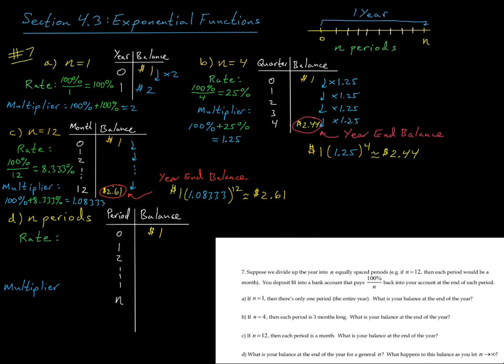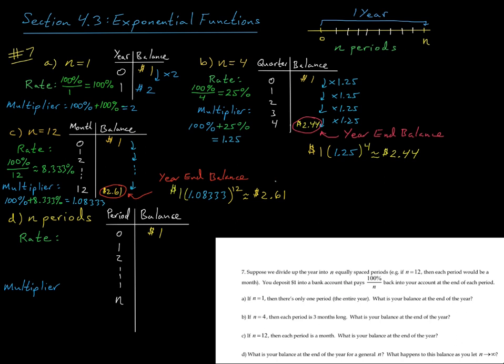Okay, so a little bit better than when n is 4 and when n is 1, right? So my dollar is going to grow to about $2.61. Okay, so now what we're going to do in part D is to see what happens as we let the number of periods n get really, really large. What's going to happen to this year-end balance quantity?